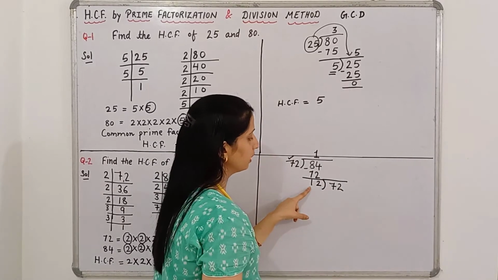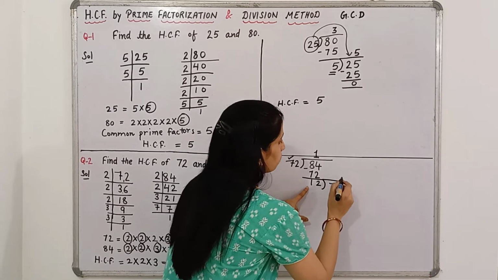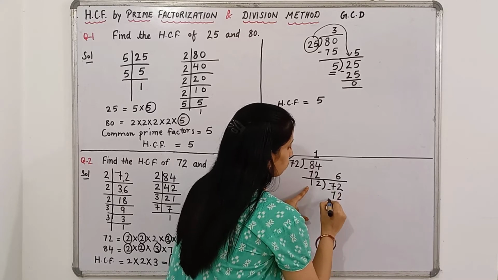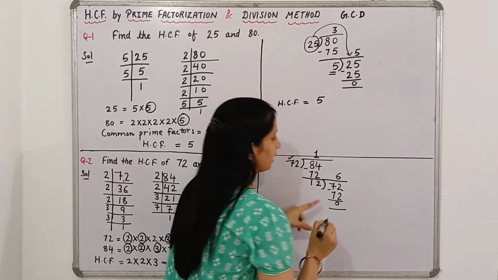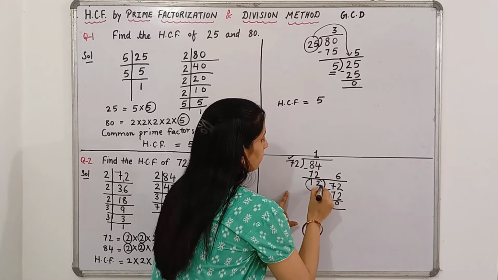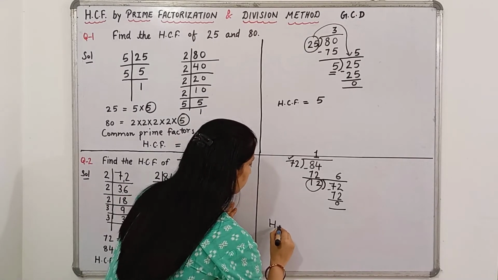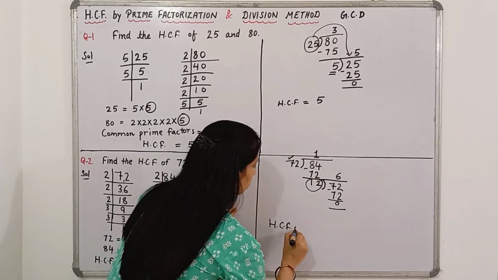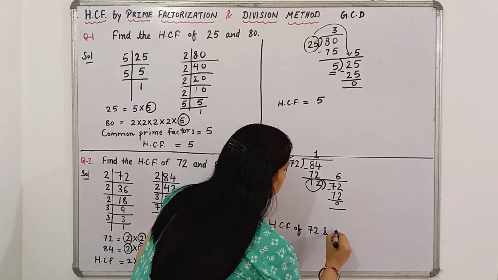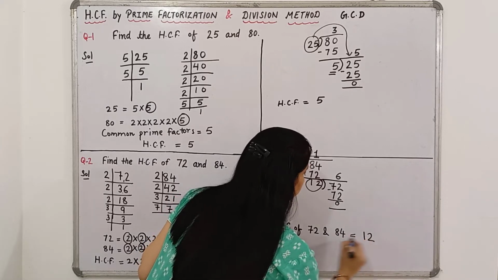Okay. Now we will divide 72 by 12. And in the table of 12, 72 comes in 6 times. 12 6s are 72. And we get 0 as remainder here. Hence, our SCF will be our last divisor, that is 12. So again, SCF of 72 and 84 will be 12.